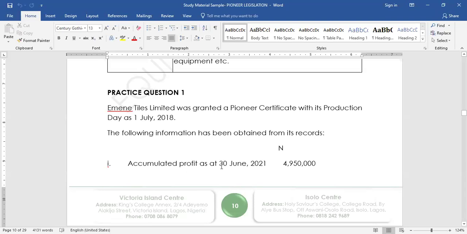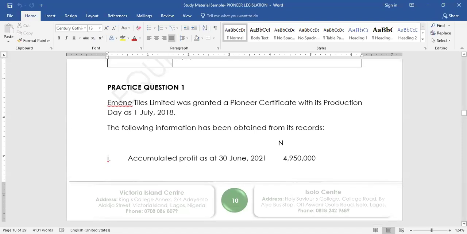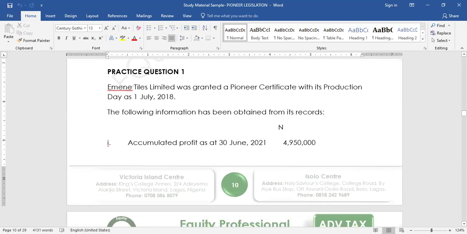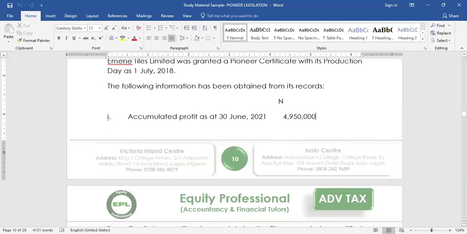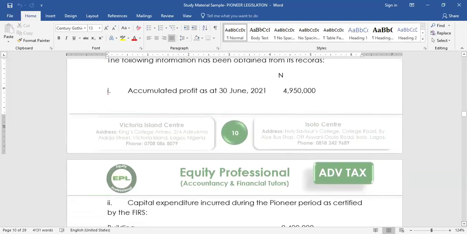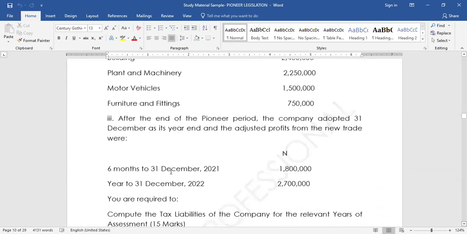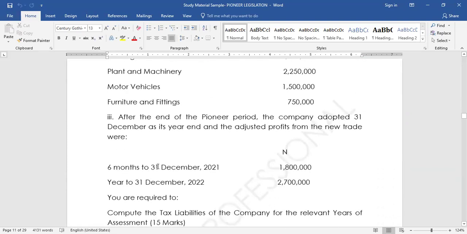That means this accumulated profit as at 30th June 2021 is for how many years? It's for 3 years of the pioneer period, and it's not subjected to tax. That means the post-pioneer period is going to start on 1st July 2021. This profit starts from 1st July 2021 and ends on 31st December 2021. For the post-pioneer profit, we are going to apply the commencement rule.